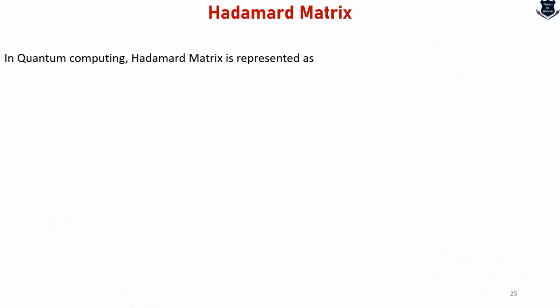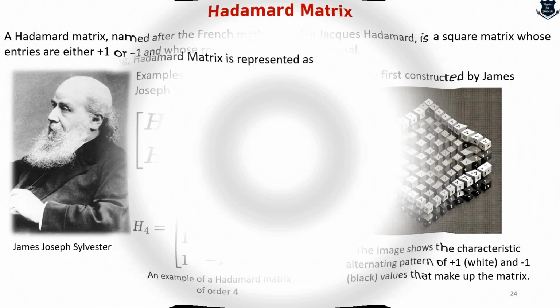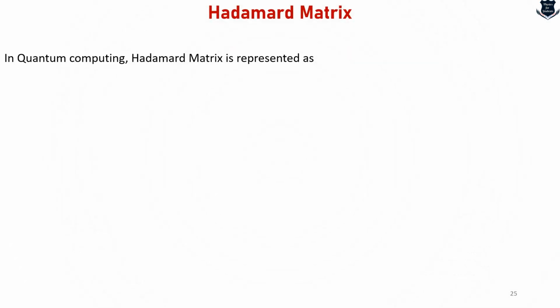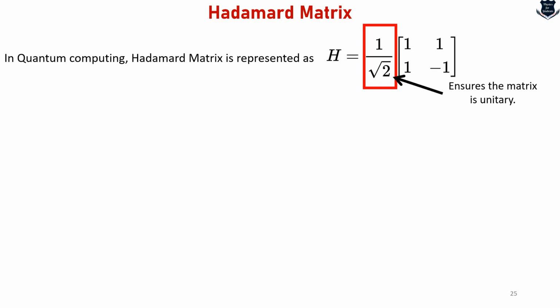From here we can say that this is the classical Hadamard matrix. Now in terms of quantum computing, the Hadamard matrix is represented as this. The 1 by square root of 2 ensures that the matrix is unitary. I'm not going to explain how now, though it has a very important significance. I will take up the Hadamard matrix in a separate video and explain that.